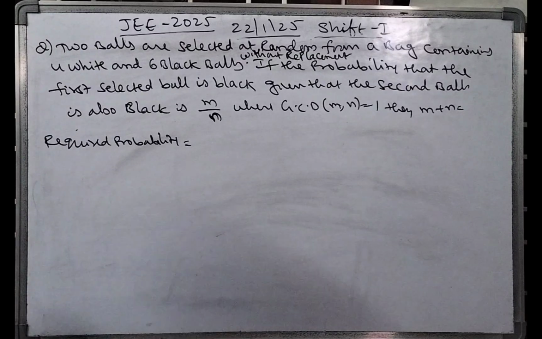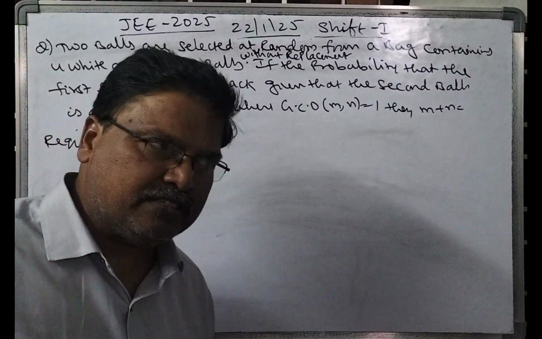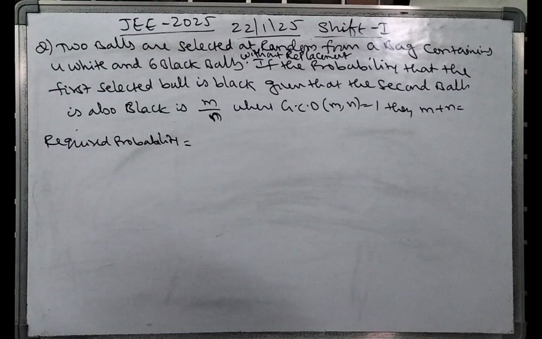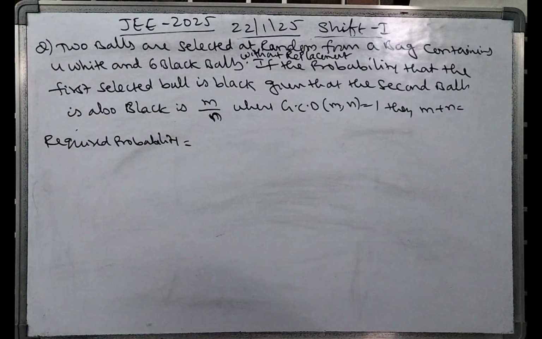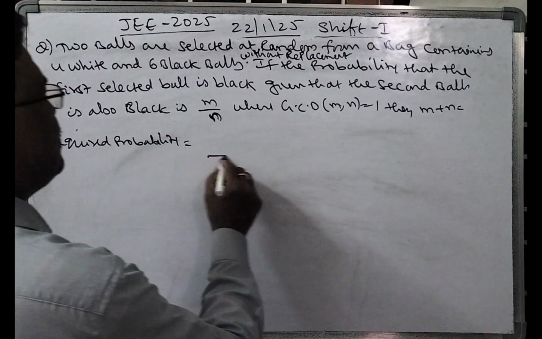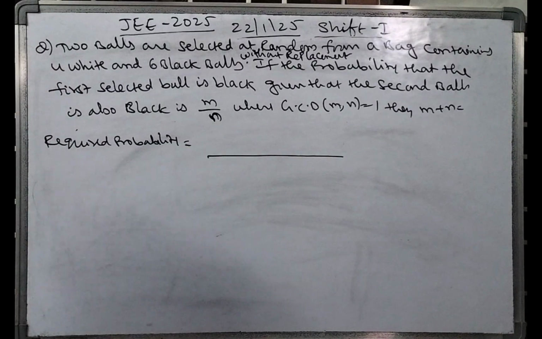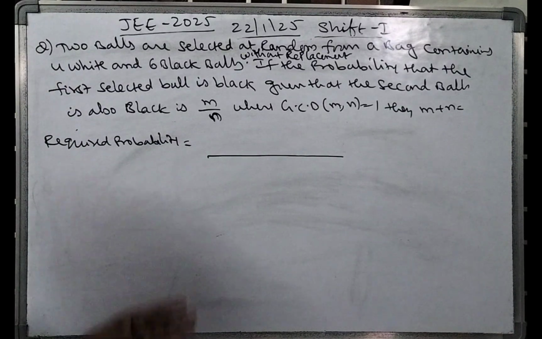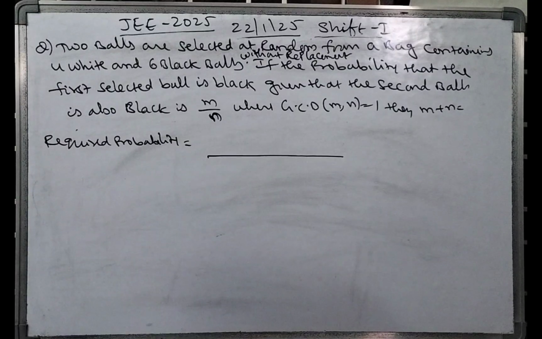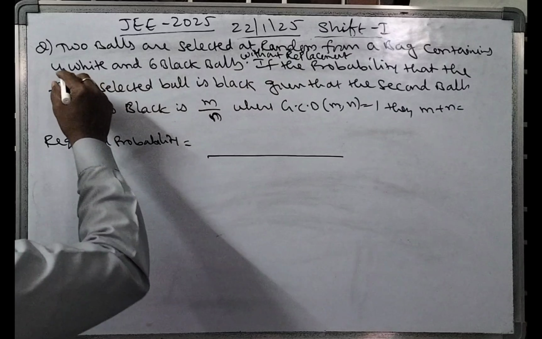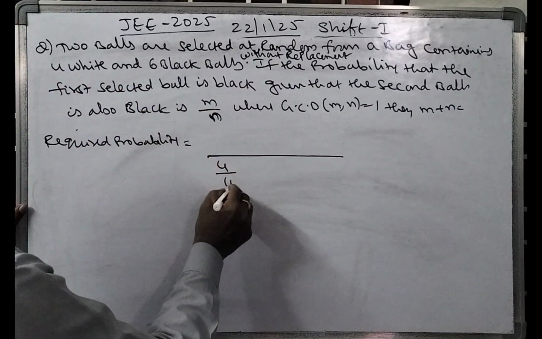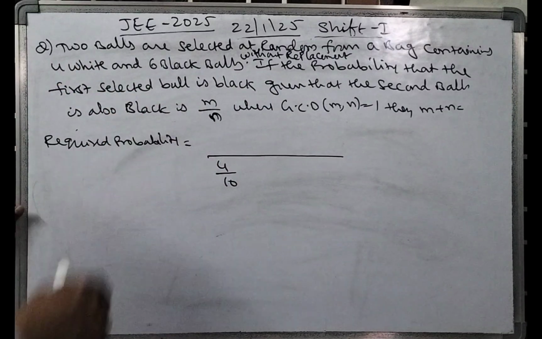So actually what are the conditions possible? Given that the second ball is black, the first ball we can draw either a white ball or a black ball. These are the possible conditions. That means if you see the total probability, the first ball may be black or the first ball may be white. If you take the first ball as white, the probability of selecting it is 4 by 10. Why? Because 4 white balls are there, total 10 balls are there.